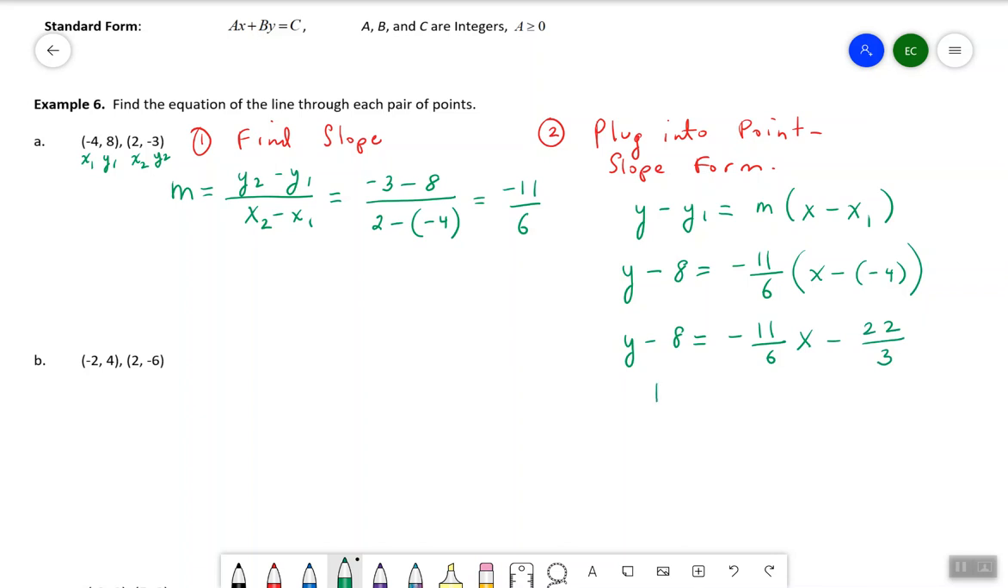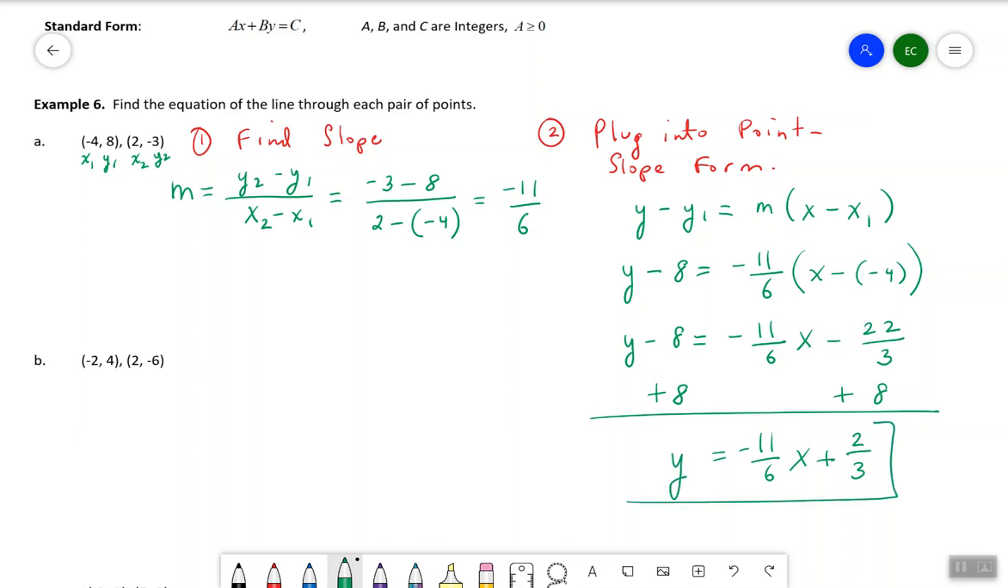And then we can add 8 to both sides. 8 is the same as 24 over 3. So when you add that to the -22 over 3, you get +2/3. And there's your answer. You could go on one more step and write that in standard form, just the way we learned to do in the previous video. I won't take the time for that right now.